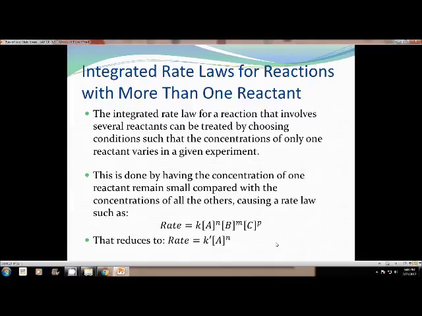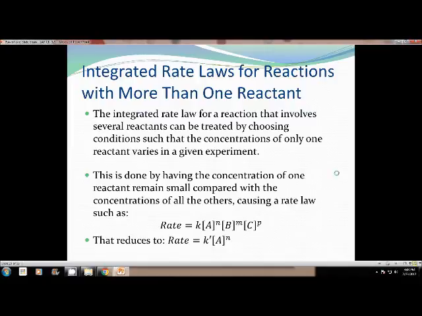So this is done by having the concentration of one reactant remain small compared to the concentrations of all the others. So that would give us the rate law indicated. That reduces down to the rate equals the rate constant times the concentration of the one that's most important. Okay, so the k with the apostrophe is like a different kind of rate constant.